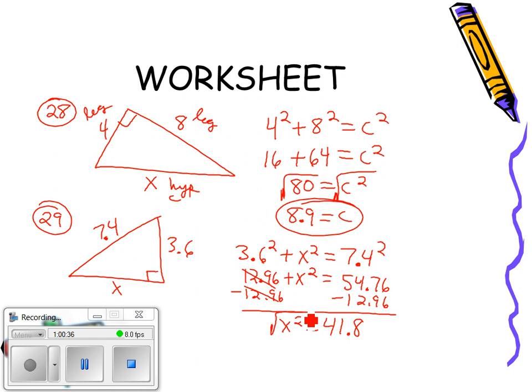Now we take the square root of both sides. Hit second square root 41.8 on your calculator. You get x equals, they said round it off to the nearest tenth, so we'll say x equals about 6.5.